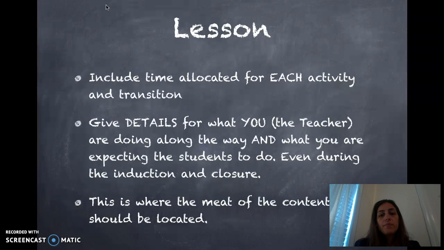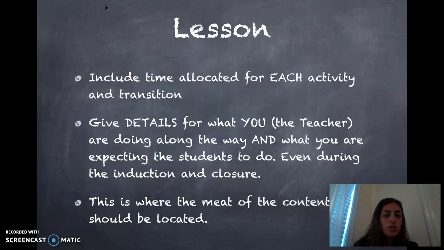So our lesson, this is just a little overview of things that either people were asking me about or that I saw as possible issues later on from the lesson plans that I graded. So you want to include your time allocated for each activity and transition. So for each time you move on to a new activity, or each time you need to have a transition between those activities, you need to tell me how much time you're going to allocate for each thing. Make sure that your transitions shouldn't last any more than a minute, maximum 2 minutes if it's a major transition from one large activity to another.